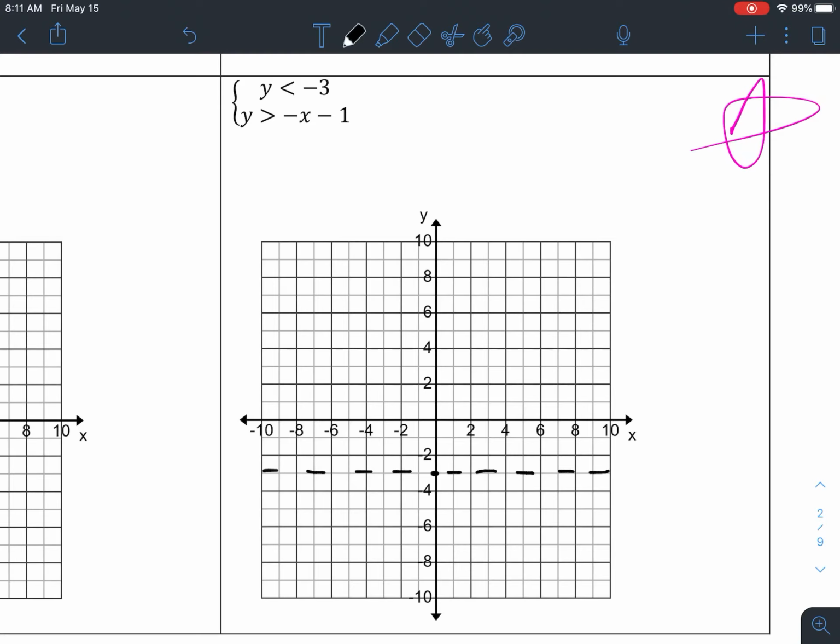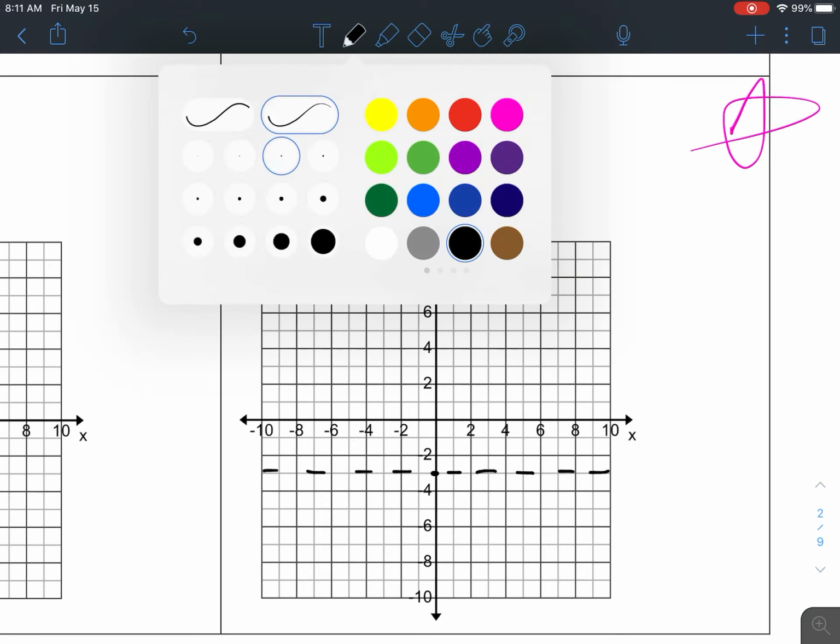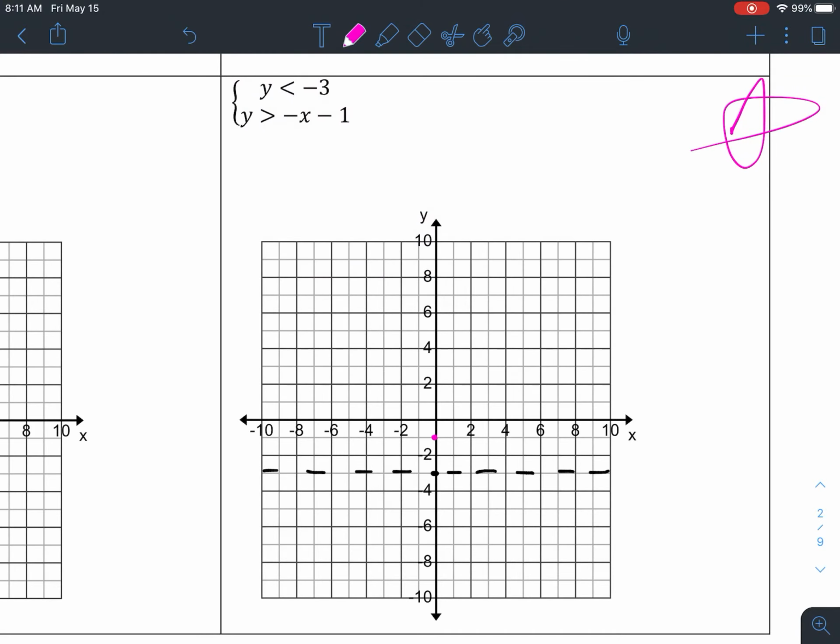Now to do y is greater than negative x minus 1, we're going to start at the negative 1. And I'm going to use pink for this one. And we're going to go down 1 over 1, down 1 over 1, down 1 over 1. You get the hit point.